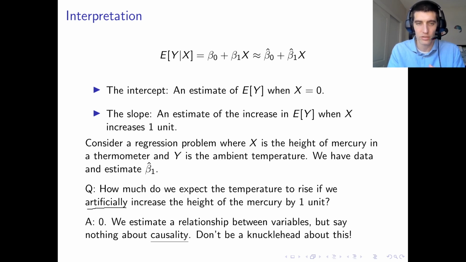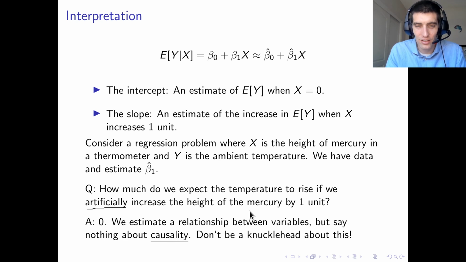If I was just going to observe that the height of the mercury increased by 1 unit sort of naturally, I would expect, okay, given my previous information, I would expect that the temperature would increase by the slope beta 1 hat, right? But there's this key fact here that if I jump in and I say, I've artificially done this, I'm sort of manipulating it, we don't know if the previous relationship between y and x holds when I come in and do something manually, right? So this artificial is important, and in general, we actually don't say anything about causality, right?